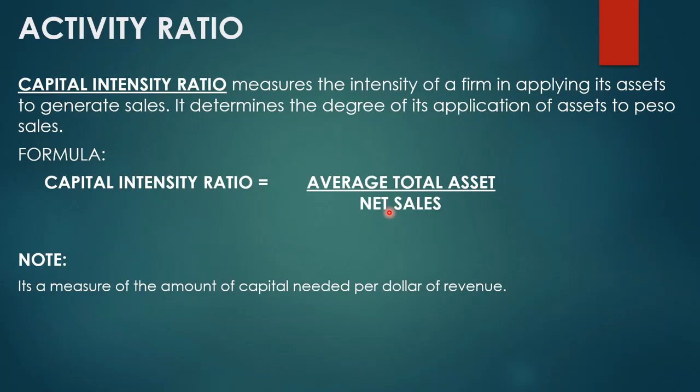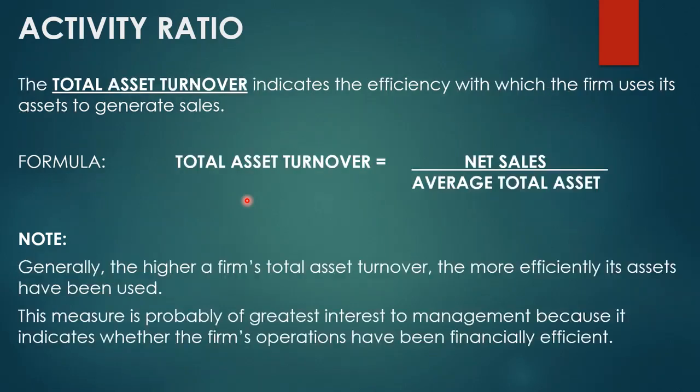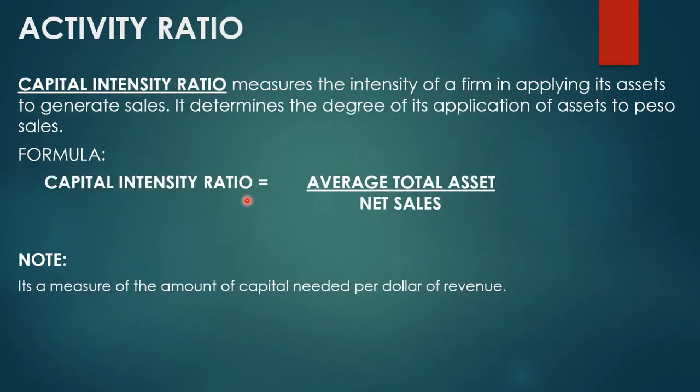So, the lower this capital intensity ratio, kasi mas efficient ka sa paggamit ng assets ng company to produce that $1 of net sales. The lower, the better. Kay total asset turnover, the higher the better. Kay capital intensity ratio, the lower, the better.